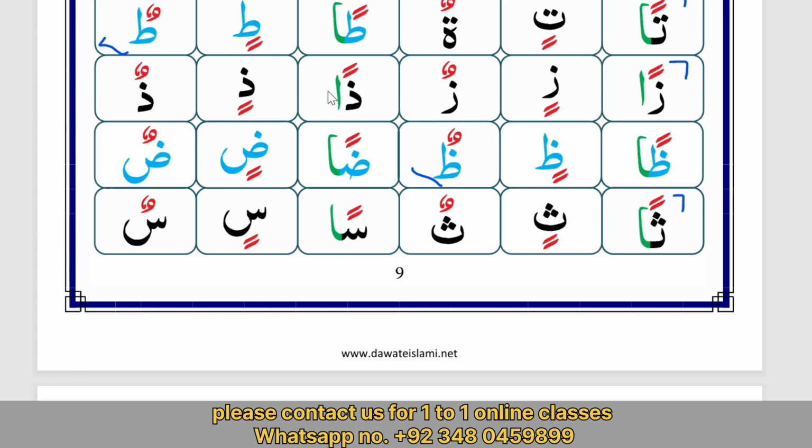And alif will not be pronounced. Lal, do zabar, lan. Lal, do zer, lin. Lal, do pesh, lun. Lan, lin, lun. Without whistle, okay? And this letter will also be pronounced in a thick tone and without whistle, okay?